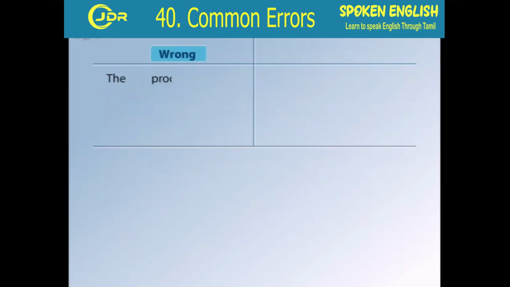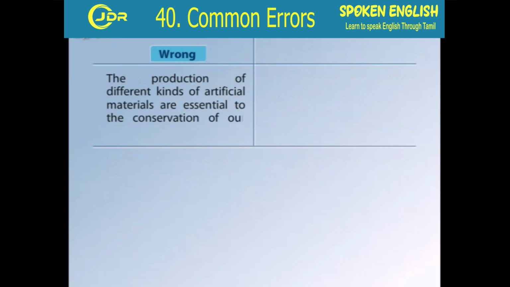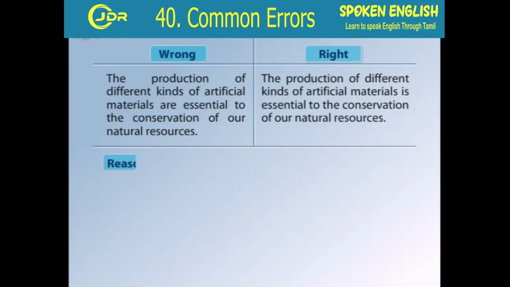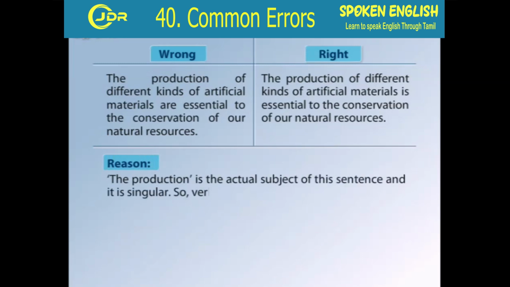Wrong. The production of different kinds of artificial materials are essential to the conservation of our natural resources. Right. The production of different kinds of artificial materials is essential to the conservation of our natural resources. Reason. The production is the actual subject of the sentence and it is singular, so the verb must be singular.